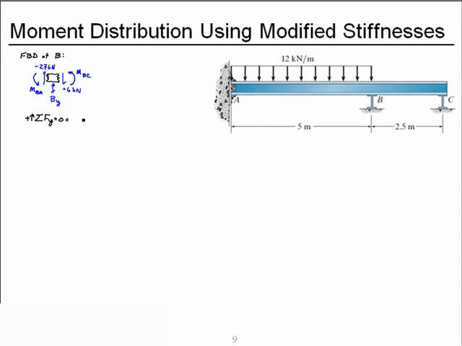I will choose up to be positive, and so we have the negative 27 kilonewton shear on the left, positive reaction, minus the 6 kilonewton shear on the right. Solve that for By, and we get a positive 33 kilonewtons acting up. And now we're ready to evaluate our results by comparing them with our approximation.